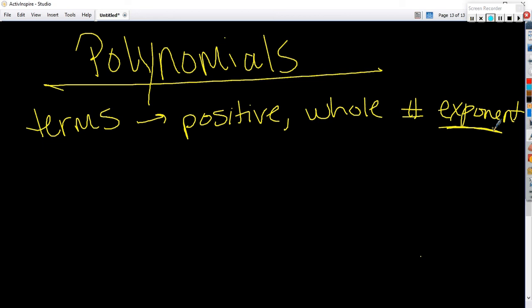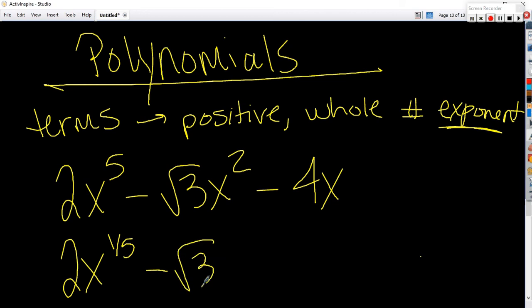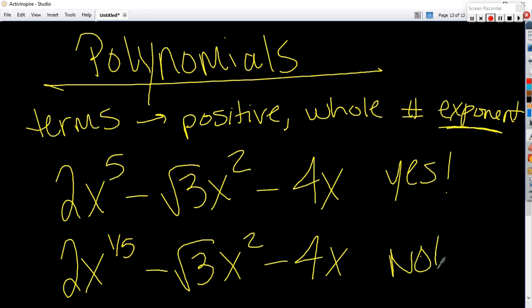We probably did talk about polynomials when we were adding and subtracting, I think. 2x to the 5th minus the square root of 3x. This is a polynomial, whereas if I changed it up to make this 1/5, now it's not a polynomial anymore. We've done this before, this little review. Remember in standard form, since we have positive whole number exponents, we're going from biggest exponent down to smallest. So we want to make sure we have them ordered right.